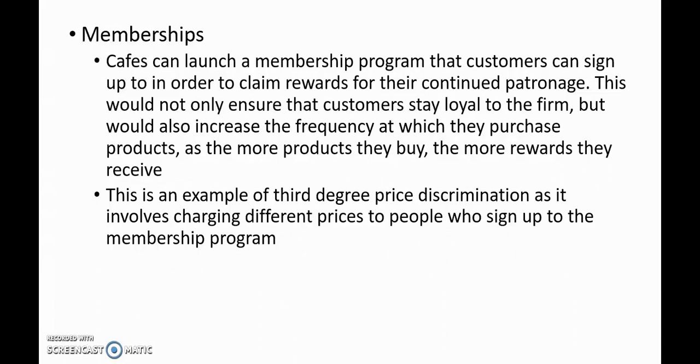Another example is the use of memberships. Cafes can launch a membership program that customers can sign up to in order to claim rewards for their continued patronage. This would not only ensure that customers stay loyal to the firm, but would also increase the frequency at which they purchase products, as the more products they buy, the more rewards they receive. This is an example of third-degree price discrimination, as it involves charging different prices to people who sign up to the membership program.